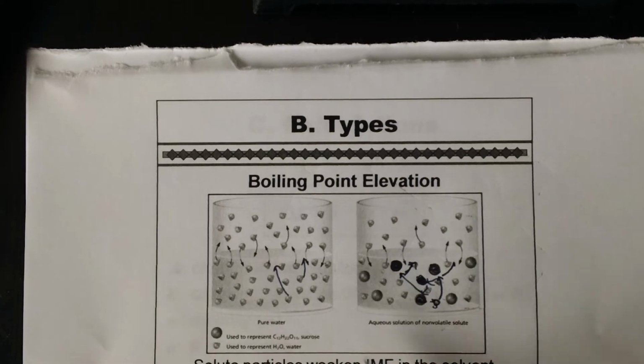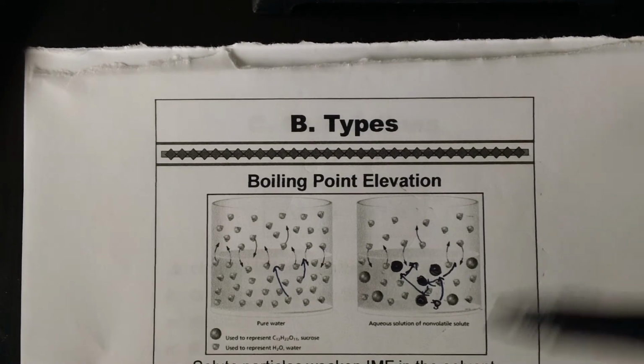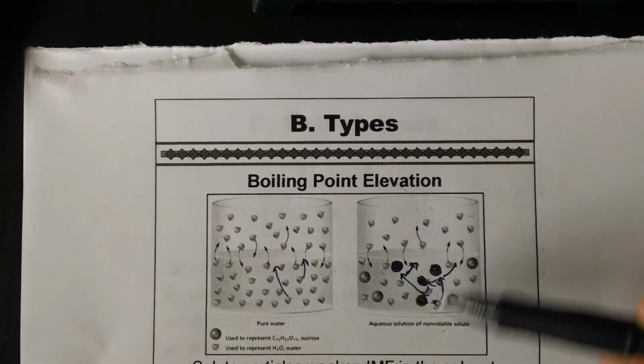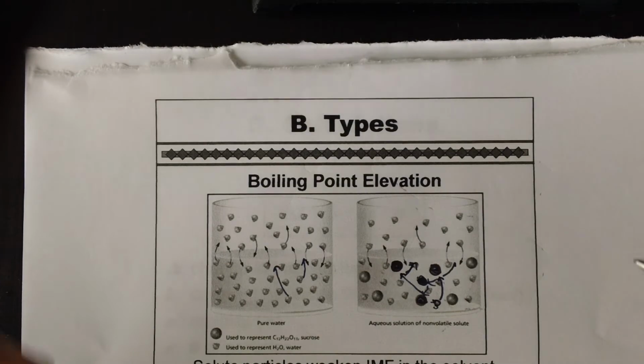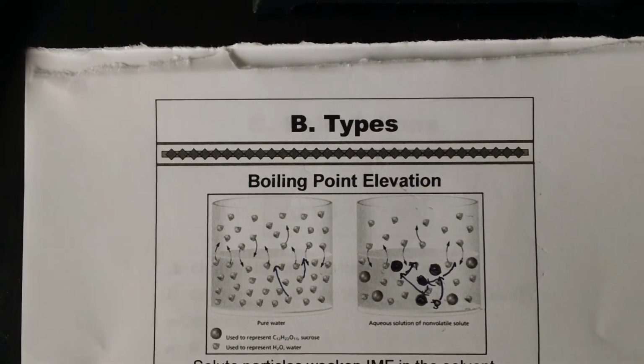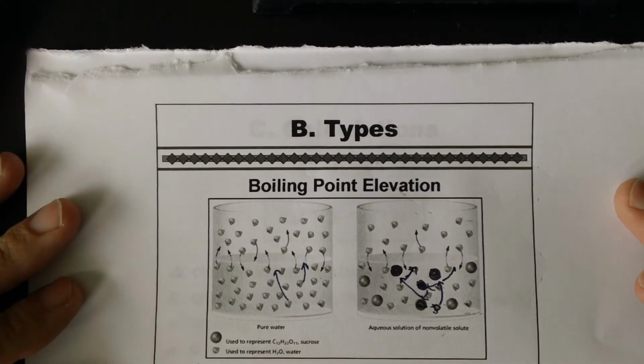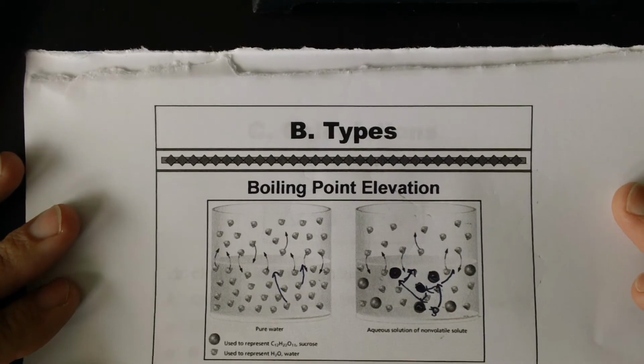Whatever the solvent is, we're using water because water is an easy example, and we use it most of the time anyway. But that's the idea. You have to speed the water particles up because those other solute particles are slowing down their escape from the surface. That makes sense? So that's boiling point elevation. You could add anything to the water and increase the boiling point. You could put sugar in there.